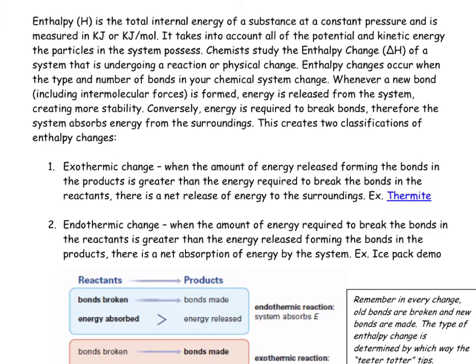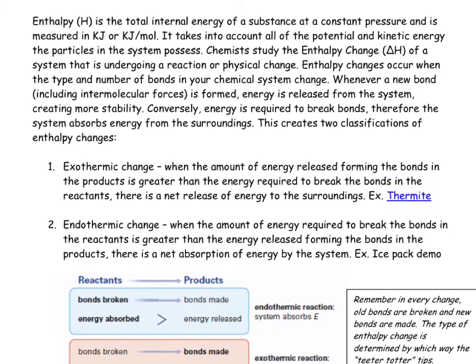Enthalpy changes occur when the type and number of bonds in your chemical system change. Whenever a new bond, including intermolecular forces, is formed, energy is released from the system, creating more stability. Conversely, energy is required to break bonds, therefore the system absorbs energy from the surroundings. This creates two classifications of enthalpy changes.